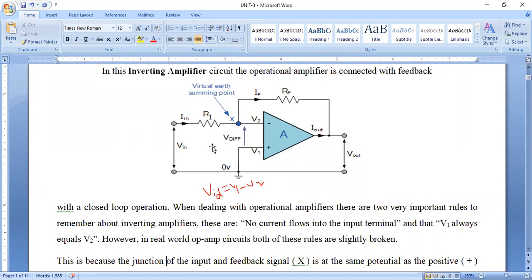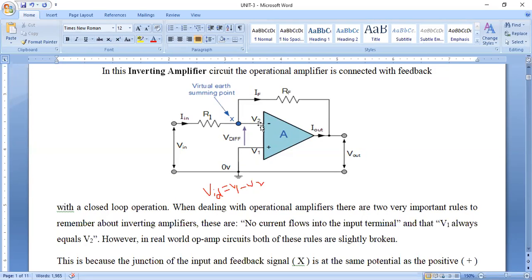See, the input signal V has been connected to the inverting terminal through the resistance R1, and the other resistance RF is connected between the output and the inverting terminal. This resistance RF is called the feedback resistance.